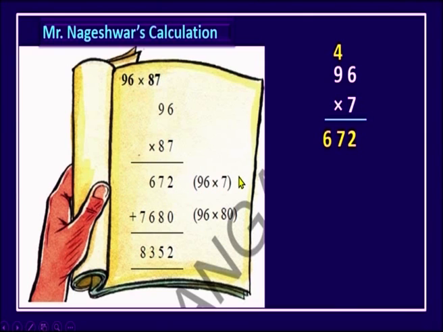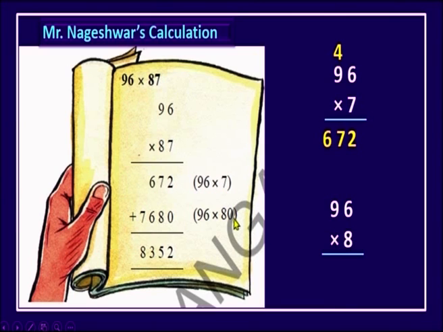Then in the next step what he has done is he has multiplied 96 with 80. But why has he done like that? Because if you notice here 80 is in tens place. So he multiplied directly with 80. So children, here we are not directly multiplying with 80. So let us just multiply with 8. So this is an easier way to multiply.